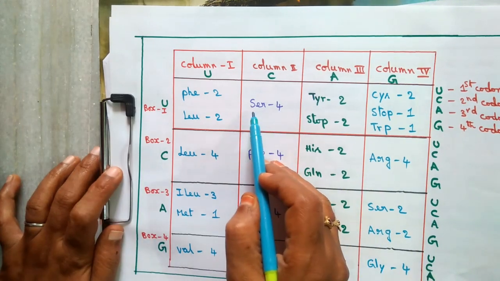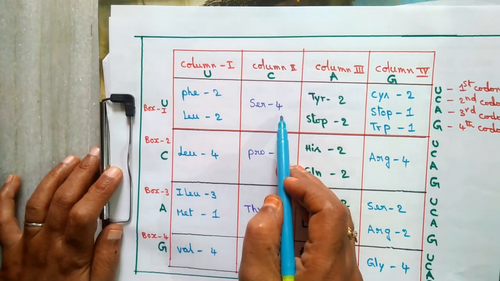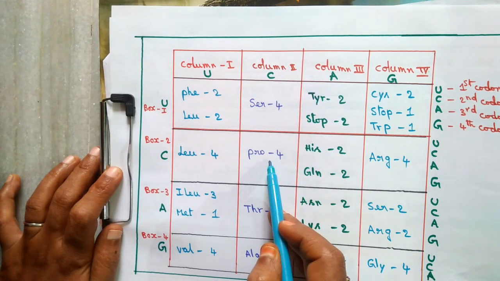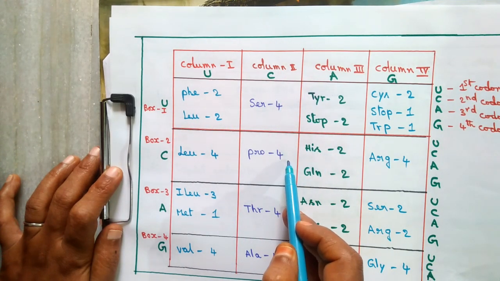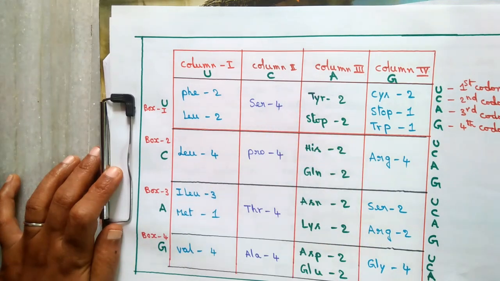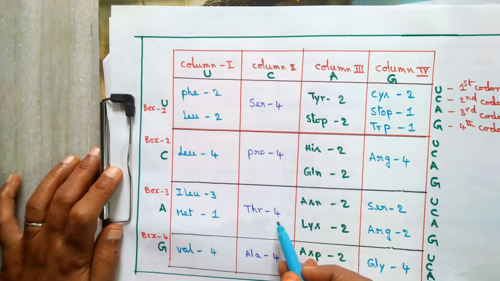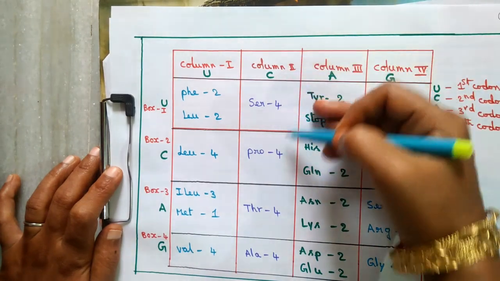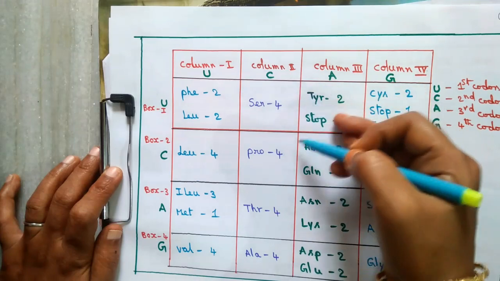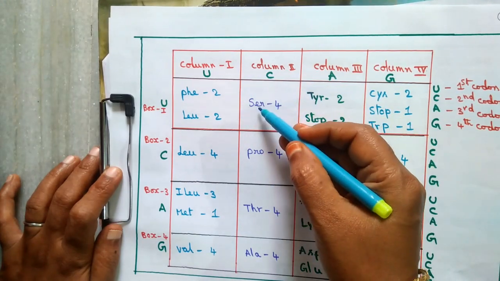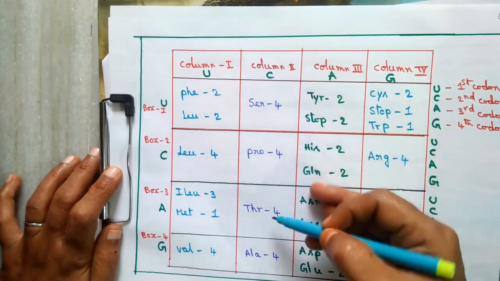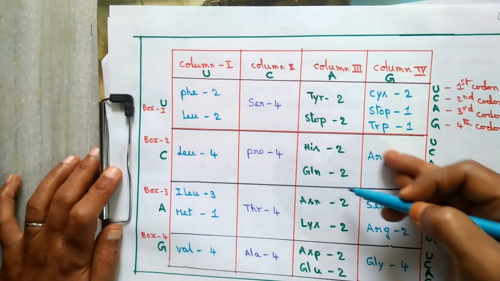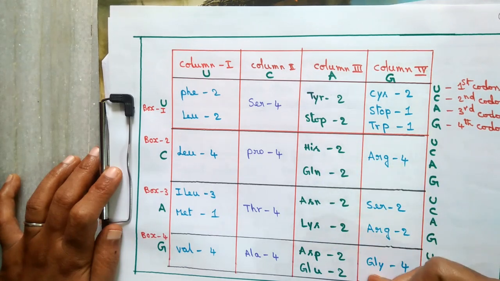Serine is coded by 4 triplet codons present in the first box of the second column. Proline is the amino acid coded by 4 triplet codons present in the second box of the second column. Like this, threonine 4, alanine 4. In the second column, completely, all 4 triplet codons of each box code for one amino acid: 4, 4, 4, 4. In the third column, all the amino acids are coded by only 2 codons.